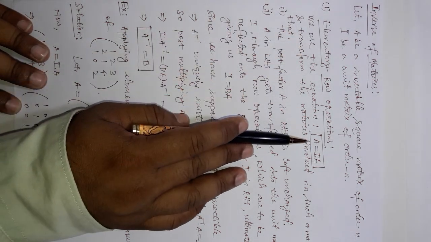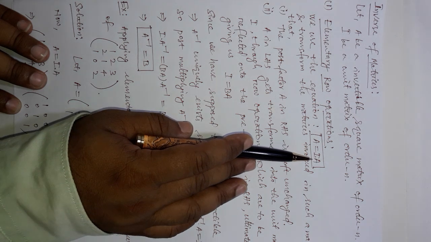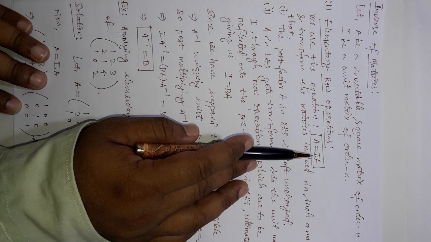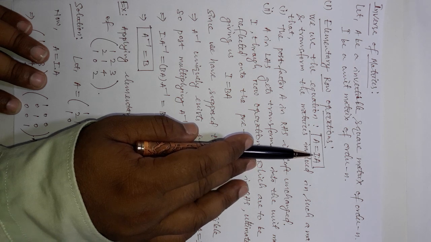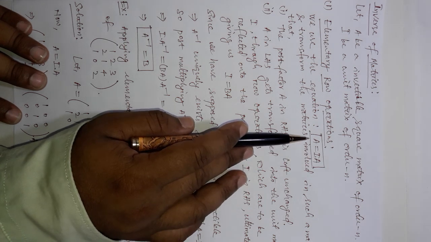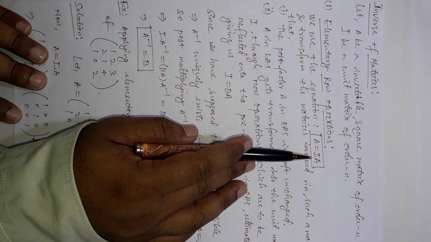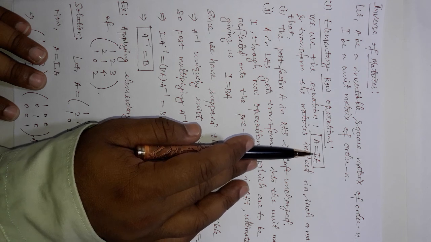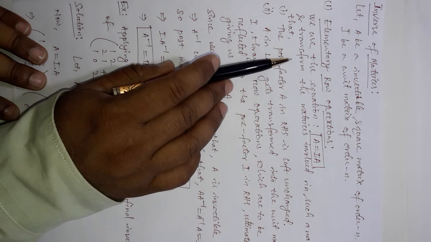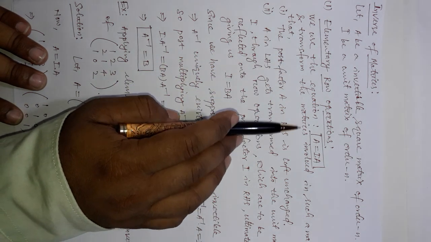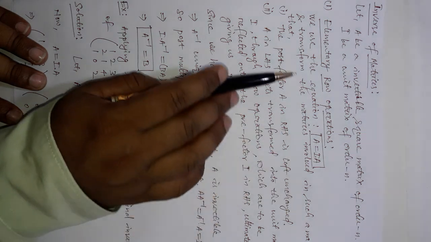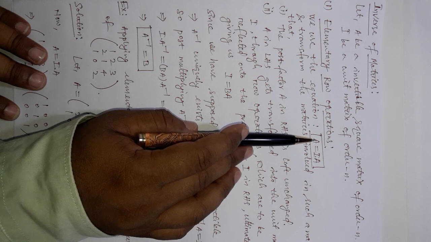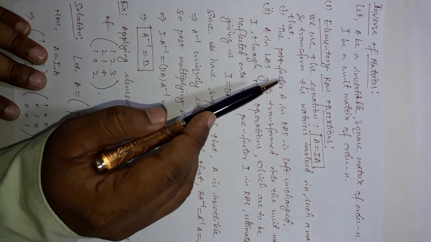Here we use the equation A equals I into A. If I multiply a matrix on its left side by an identity matrix of the same order, then it will not change. We know this formula. So, we can write A equals the product I into A. Then we will try to transform these matrices in a particular manner. What is the manner? Let us discuss.